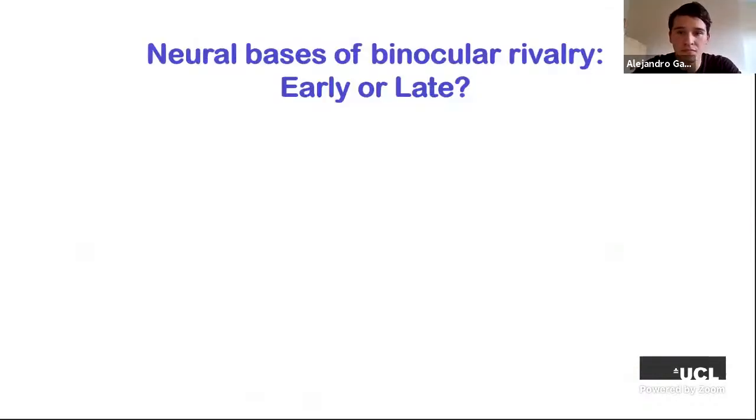Okay, so this was just to give you a little bit of background on what binocular rivalry is and what its dynamics are. And now let's go directly to what the controversy is. The controversy that has occupied researchers for about a decade is about the neural basis of binocular rivalry. So where does binocular rivalry occur? Is it an early phenomenon or a late phenomenon?